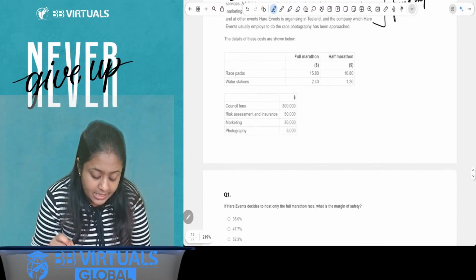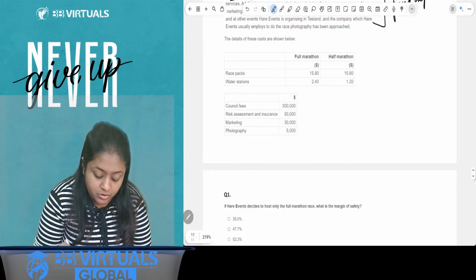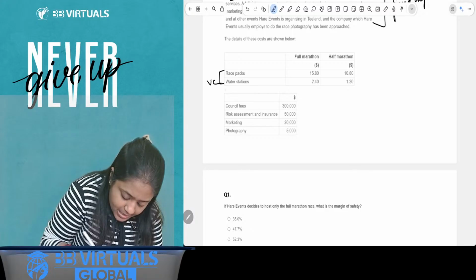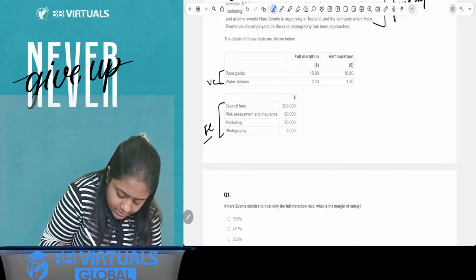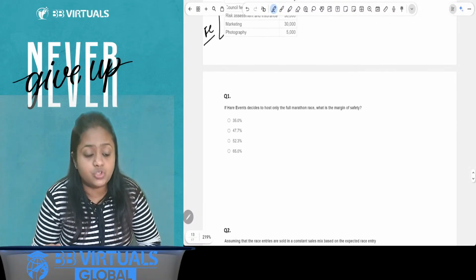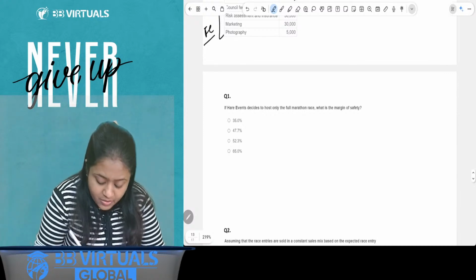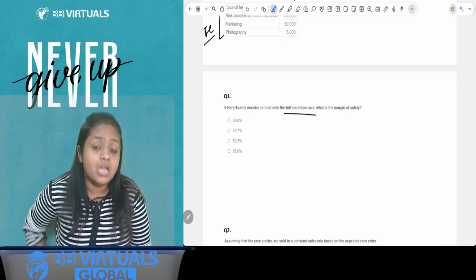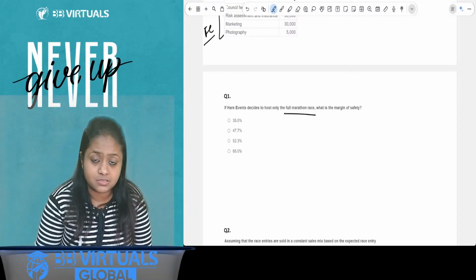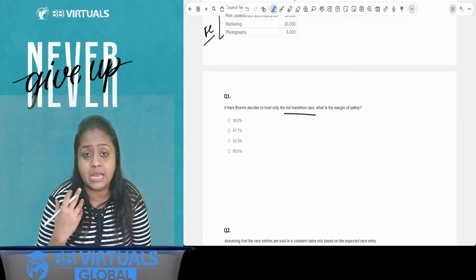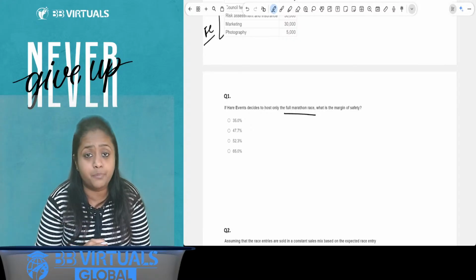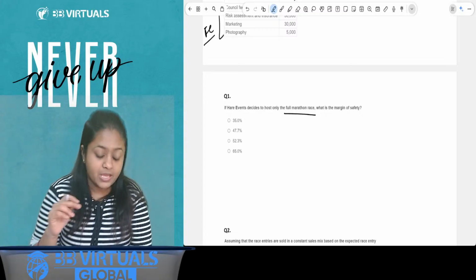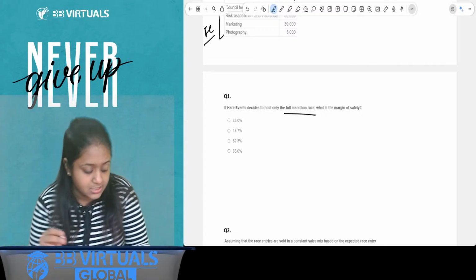Now, the details of the cost of the full marathon and the half marathon are given to you. This is the variable cost and this is the fixed cost. If Hair Events chooses to host only the full marathon race, what is the margin of safety? How would you calculate it? You have got the budgeted sales, the demand is given to you, and you just have to calculate the break-even sales. And from the difference you will get the margin of safety. So this approach should be clear. Let's calculate it.